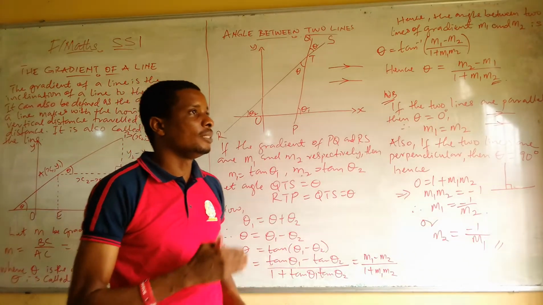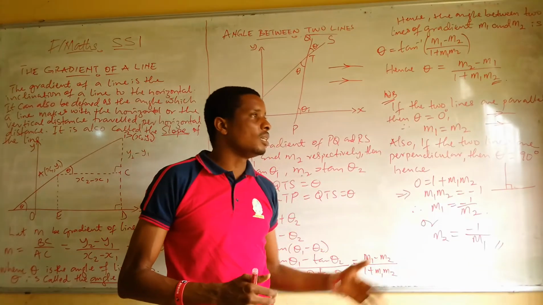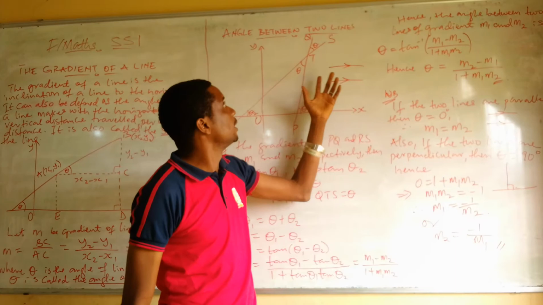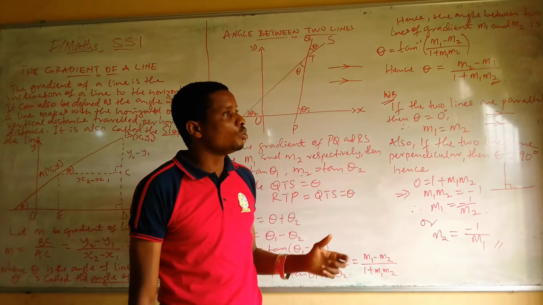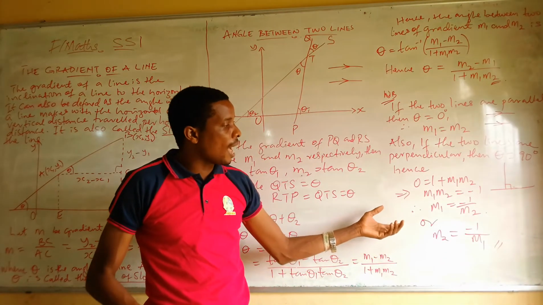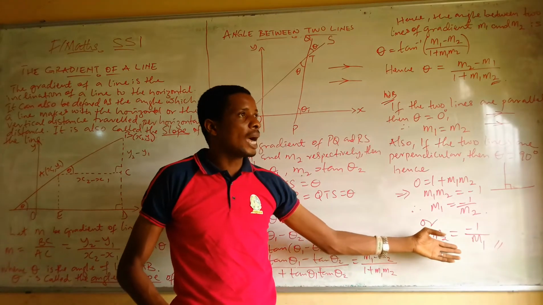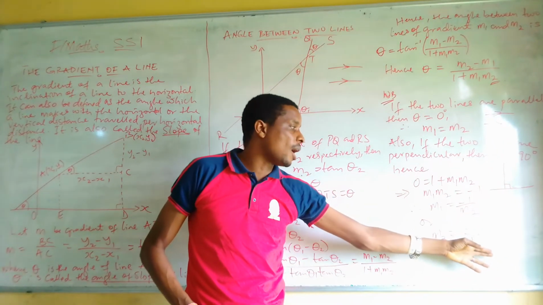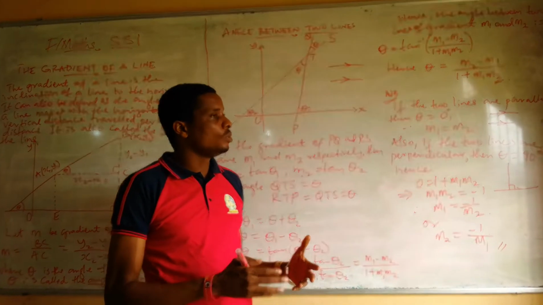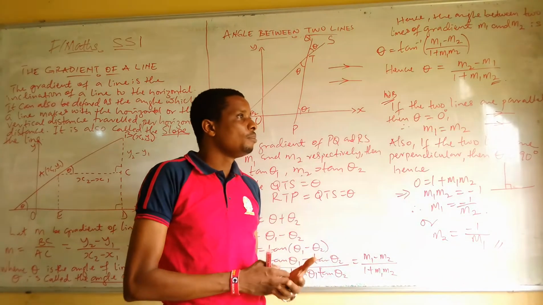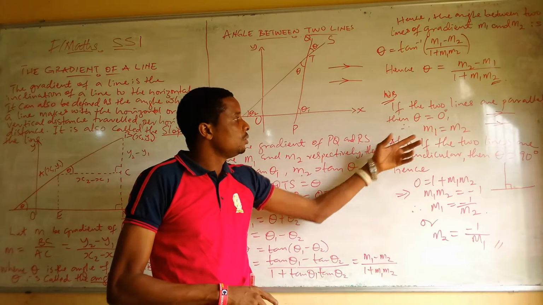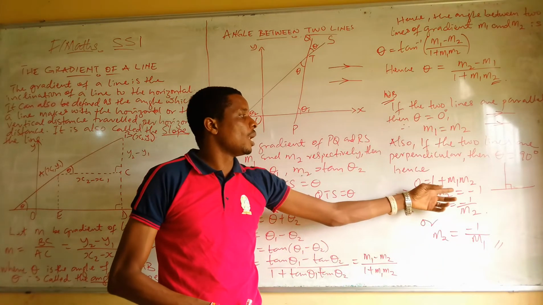If you are given a line, in the next class we shall be seeing examples of gradient of the line and gradients of lines between two lines. So if you are given a particular angle, a particular gradient, you can get the equation of the other line. If you are given two lines now, you know the gradient of the first line. Maybe they intersect at some point. If they are parallel, you know what to do. And if they are perpendicular, you know what to do.